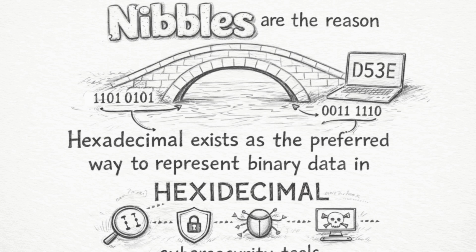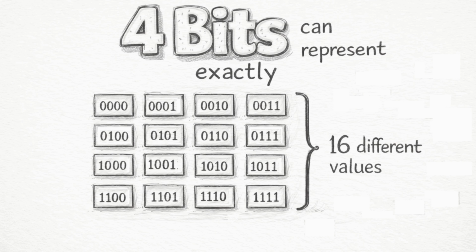Nibbles matter because 4 bits can represent exactly 16 different values. If we remember from our math, 1, 2, 4, 8, 16. If all 4 bits are off, 0, 0, 0, 0, that's 0. If all 4 bits are on, that's 15. Count them up. 0, 1, 2, 3, 4, 5, 6, 7, 8, 9, 10, 11, 12, 13, 14, 15. 16 values from 0 to 15.